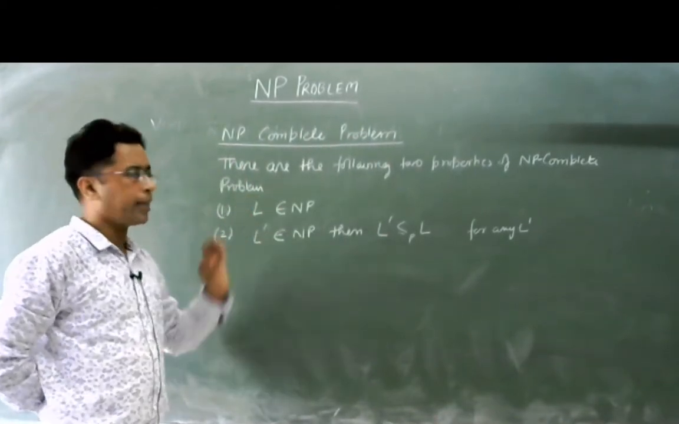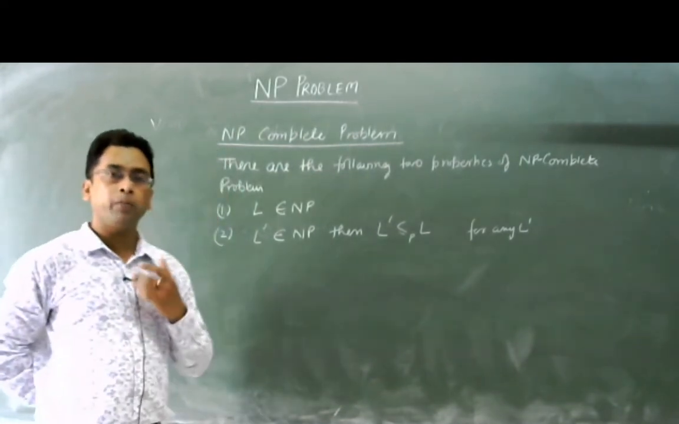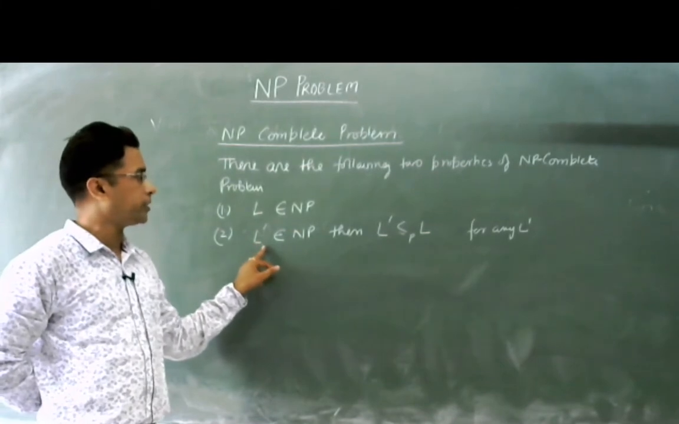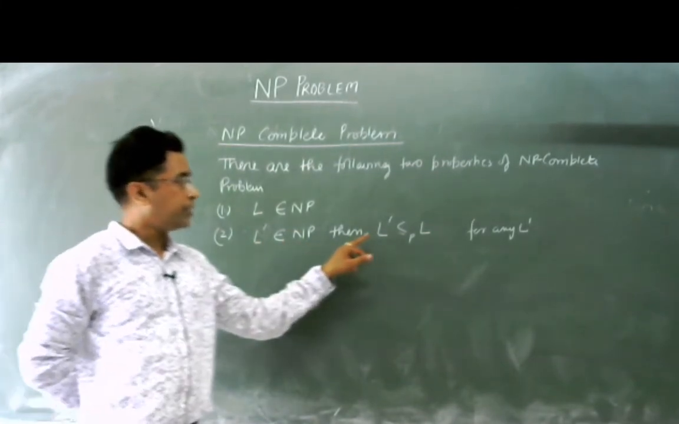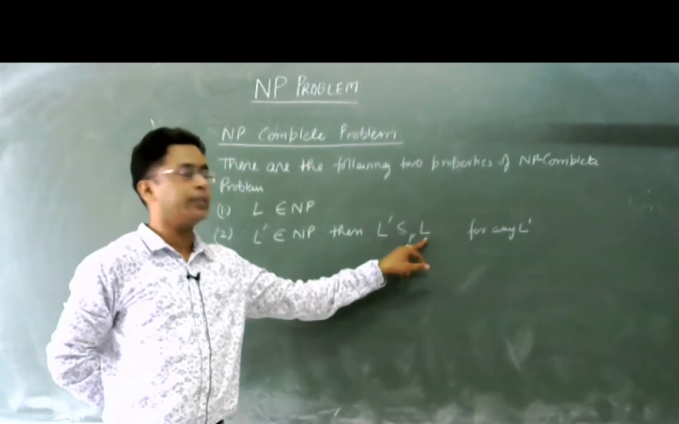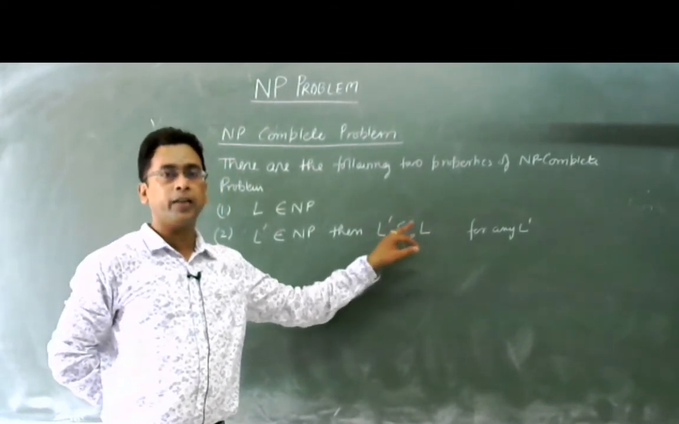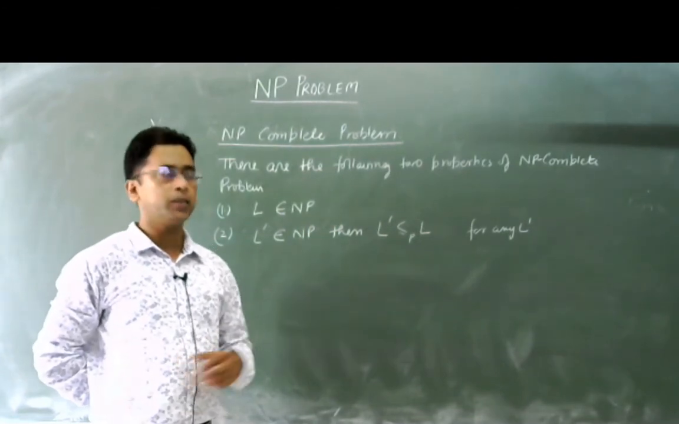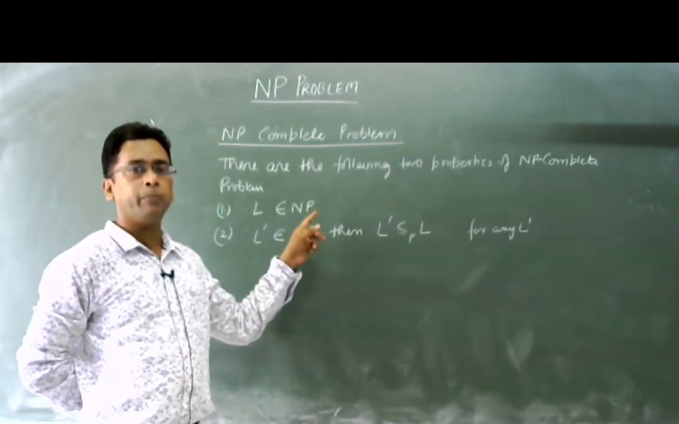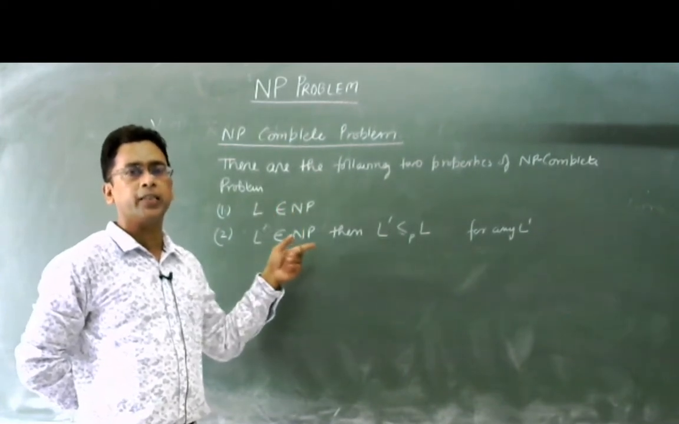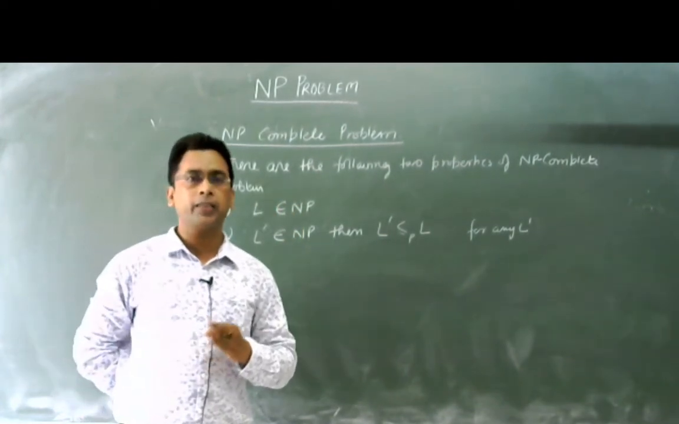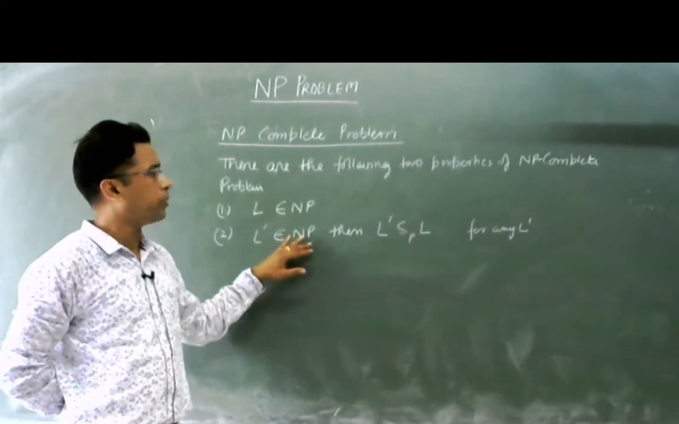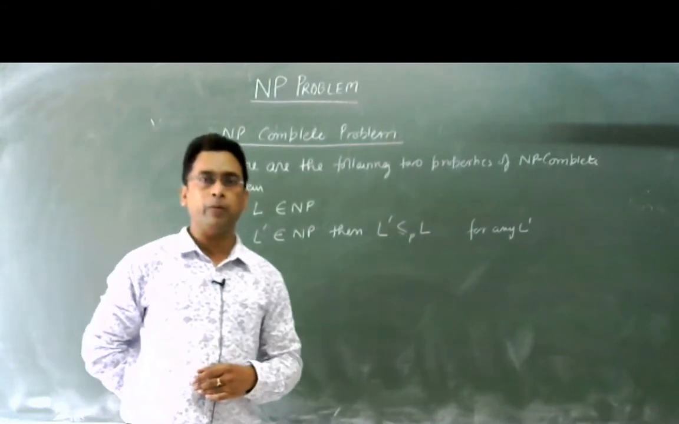The first condition is that L is an NP problem, a problem which is NP. That must be an NP problem. After that, if there is any problem that is an NP problem, then that problem should be reducible in polynomial time to the L problem. If these two conditions are satisfied, then the problem is said to be an NP complete problem.